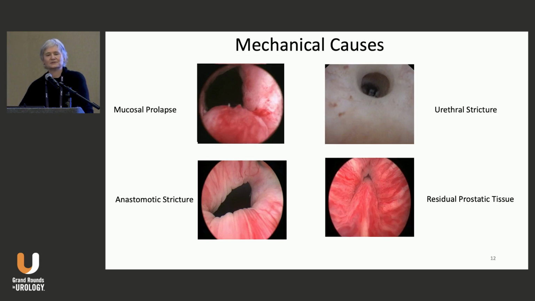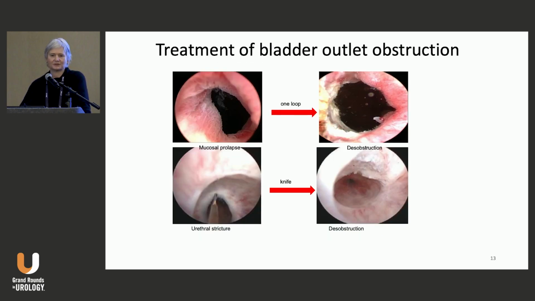Sometimes, if you fill the bladder and pull back your rigid cystoscope, and you can do a rigid cystoscopy in these patients because they don't have a prostate anymore, you go in and you empty it, and you can see a mucosal flap fall in front of the outlet. The other things are an anastomotic stricture, urethral strictures, and what we sometimes find, because we really try to spare the membranous urethra, we do sometimes see residual prostatic tissue. And this can all be treated.